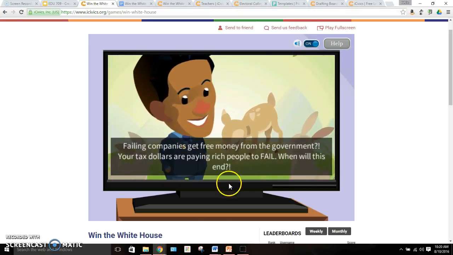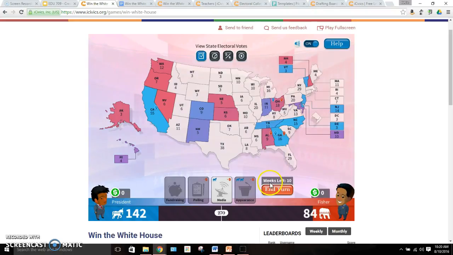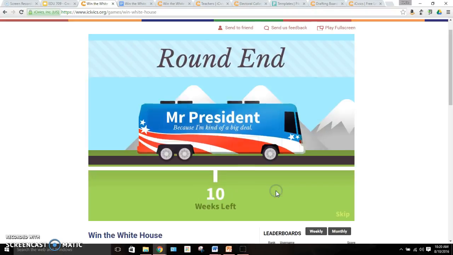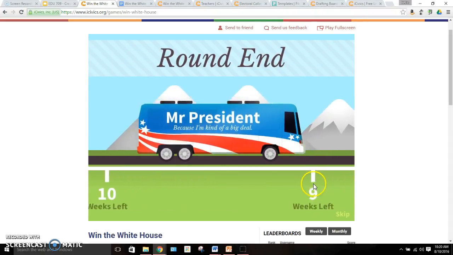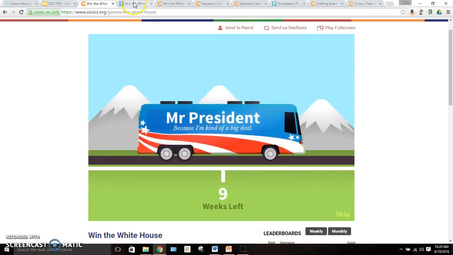He supports the nice deer. Yay. Alright, now he has momentum in Alabama. And that's basically it. We're going to end our turn. We're going to go down to week 9. And then we're really going to go from there. So that's basically win the White House.